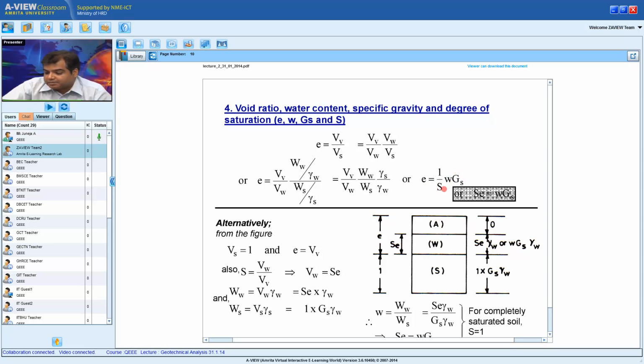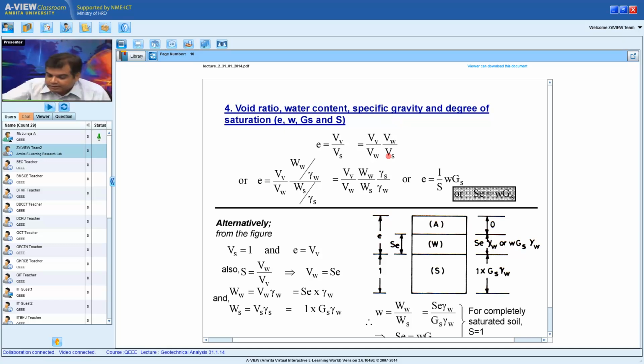So I have an expression, a wonderful expression, Se = wGs. This is an important expression which, in today's world, I would say all engineers, civil engineers, and geotechnical engineers in particular should take as a tablet at first instance. If you don't feel like solving for it, you've got to remember it, take it as a tablet. So Se = wGs.